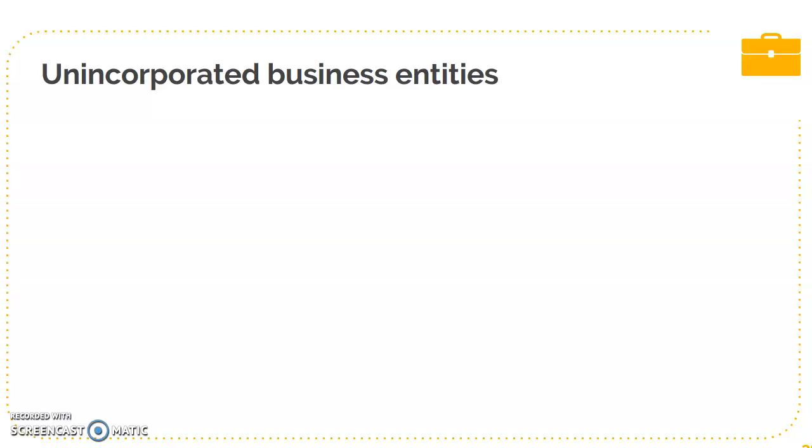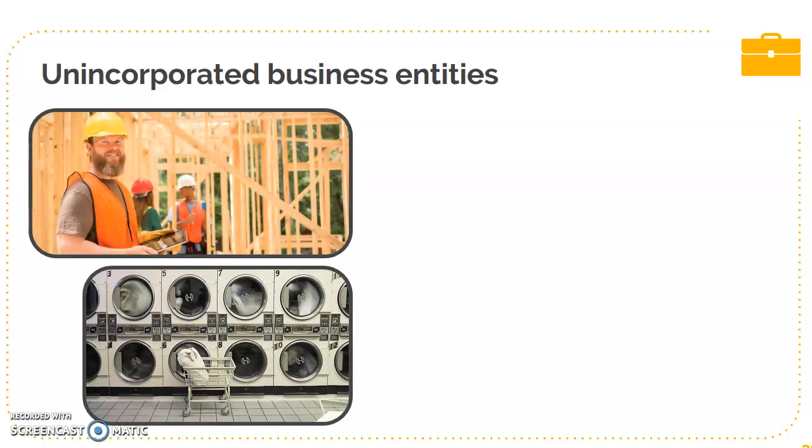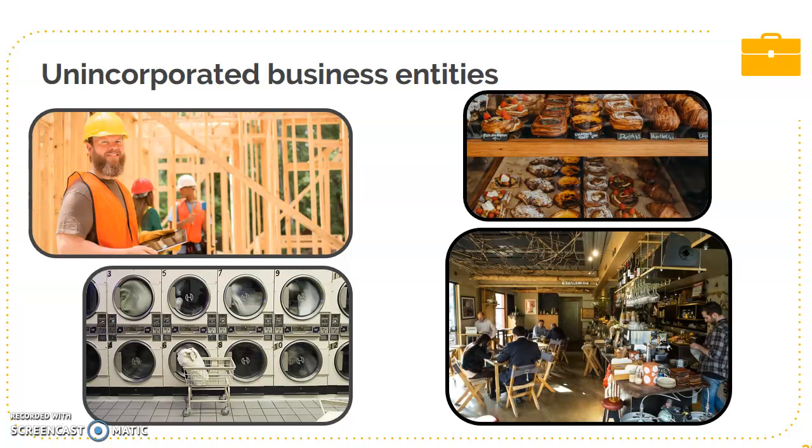Now, unincorporated business entities, these are some examples. In Australia, most of the businesses are unincorporated businesses. So a construction business, a bakery, a cafe, a coin laundry that you might see in your area. These are all small businesses and they are unincorporated, so they don't have to have a separate business name. The owner of the business can actually use his name for the transactions within the business.